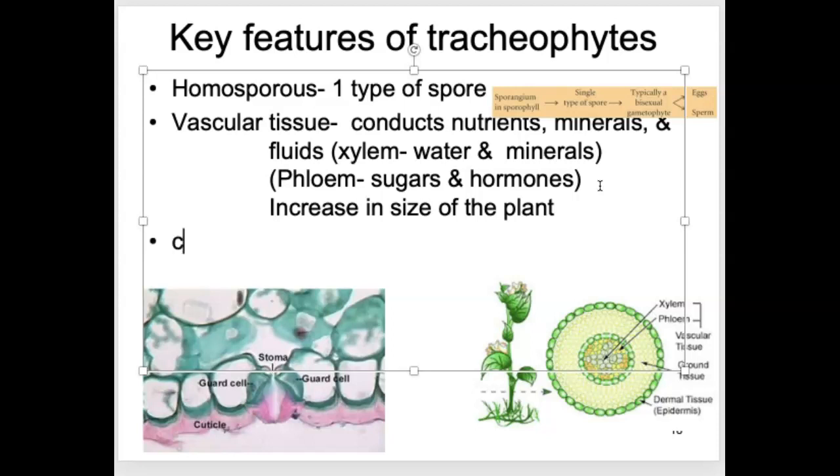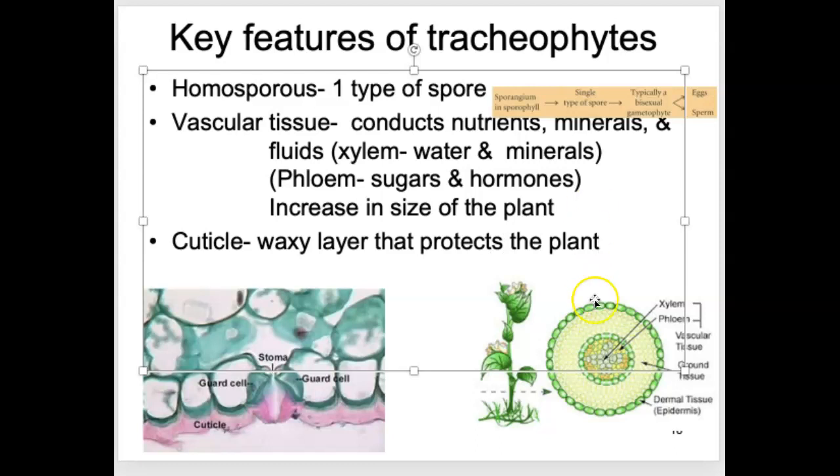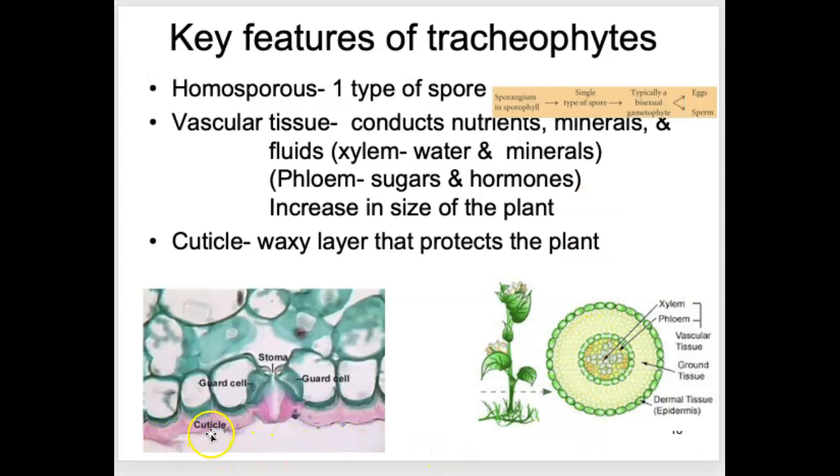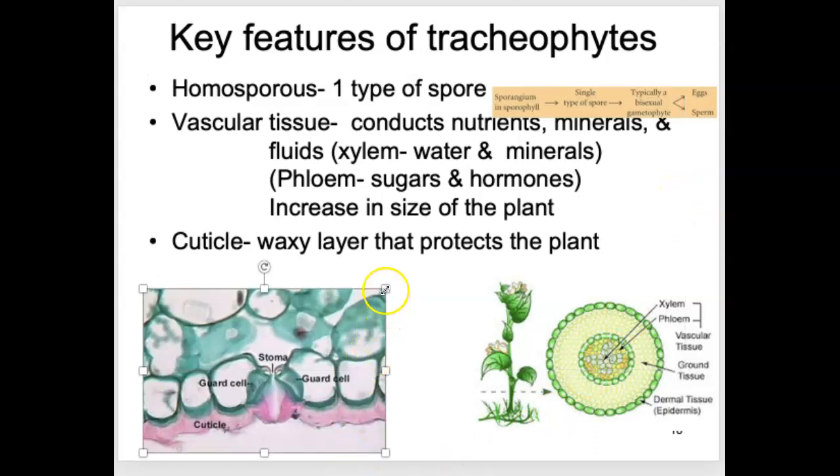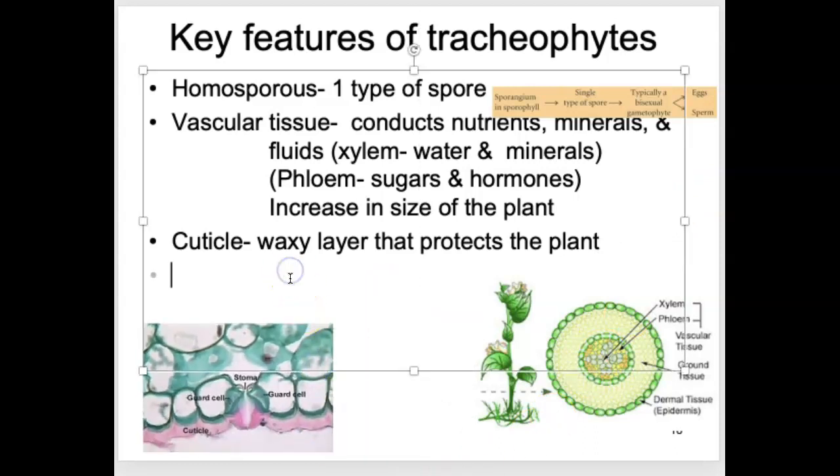Other big key features. Cuticles. So this waxy layer that protects the plant. And we can see that in the picture down here, this kind of pinkish colored layer that is a cuticle. Excuse me, that helps protect the plant, decreases water loss. Huge, huge feature, especially if you're going to get big and you're going to evolve to living in an environment away from water or with limited water.